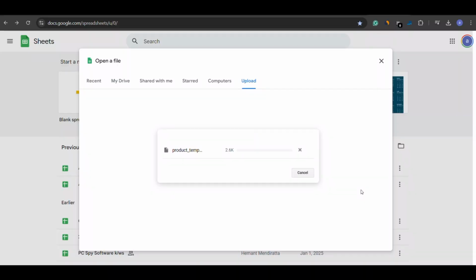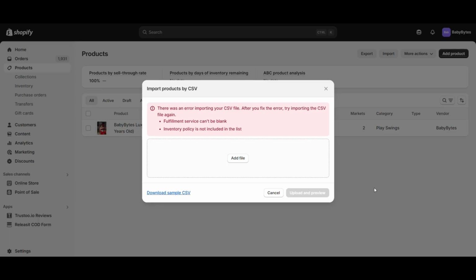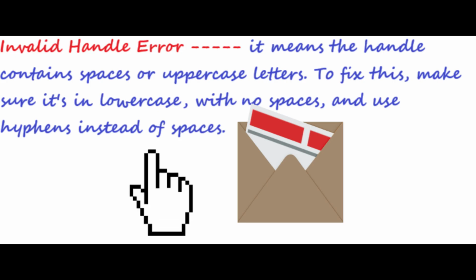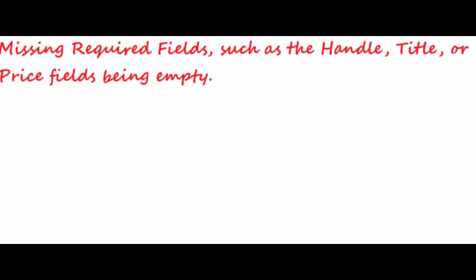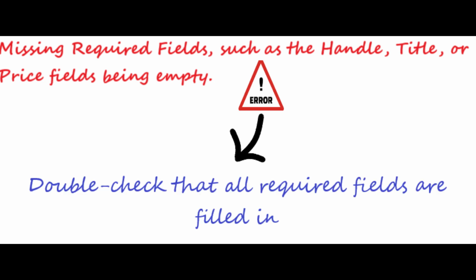Sometimes when you upload your CSV file, you might run into a few errors. Here are some common ones and how to fix them. First, if you see an invalid handle error, it means the handle contains spaces or uppercase letters. To fix this, make sure it's in lowercase with no spaces and use hyphens instead of spaces. Another common issue is missing required fields, such as the handle, title, or price fields being empty. The solution here is simple. Double-check that all required fields are filled in.